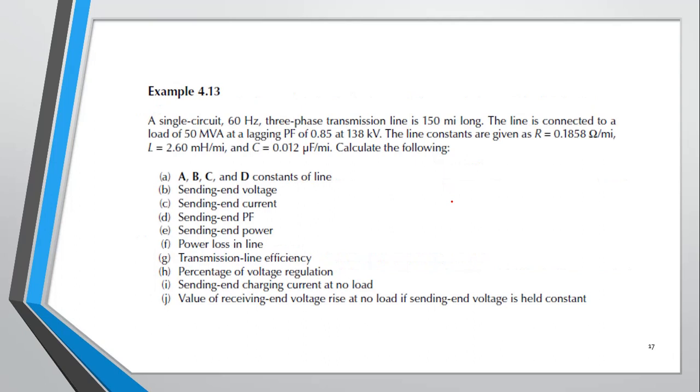Now here is an example: a single circuit 60 hertz 3-phase transmission line is 150 miles long. The line is connected to a load of 50 MVA at a lagging power factor of 0.85 at 138 kV. The line constants are given as R equal to 0.1858 ohm per mile, L is 2.60 millihenry per mile, and C is 0.012 microfarad per mile.